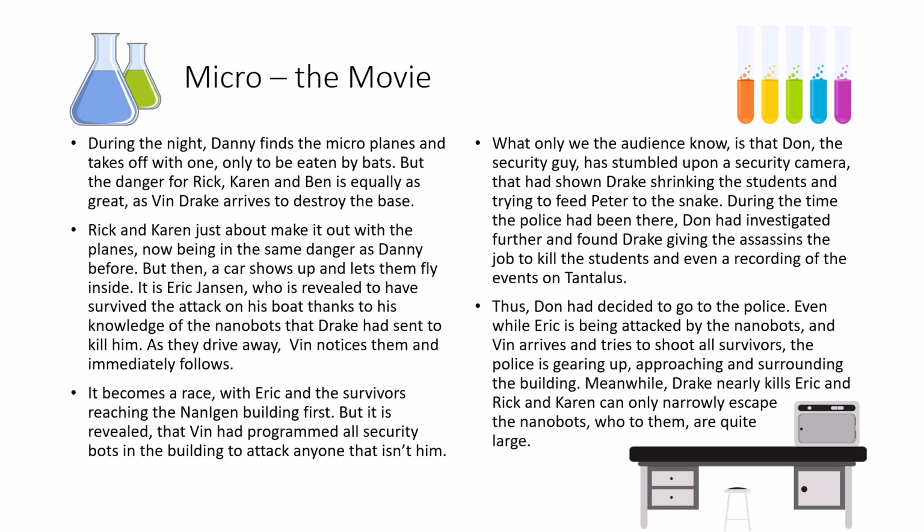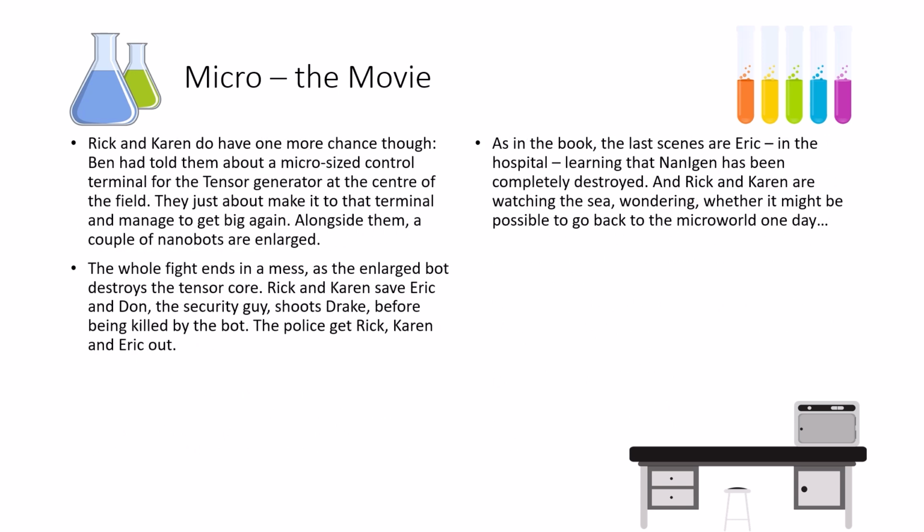Even while Erik is being attacked by the nanobots, and Van arrives and tries to shoot all survivors, the police is gearing up, approaching and surrounding the building. Meanwhile, Drake nearly kills Erik and Rick and Karen can only narrowly escape the nanobots, who to them, are quite large. Rick and Karen do have one more chance though.